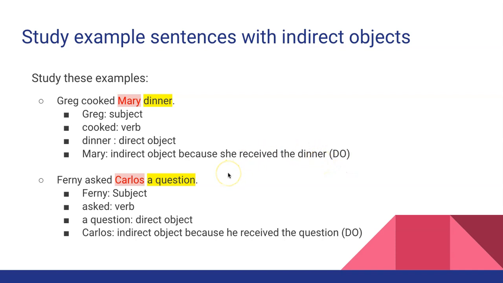Let's look at the second example. Fernie asked Carlos a question. Fernie is the subject. Asked is the verb. Carlos, let's find out. What is Carlos? Carlos is the indirect object because it comes after the verb and before the direct object. So, what did Fernie ask? The direct object is a question. Fernie asked a question. Who received the question? The indirect object, Carlos.